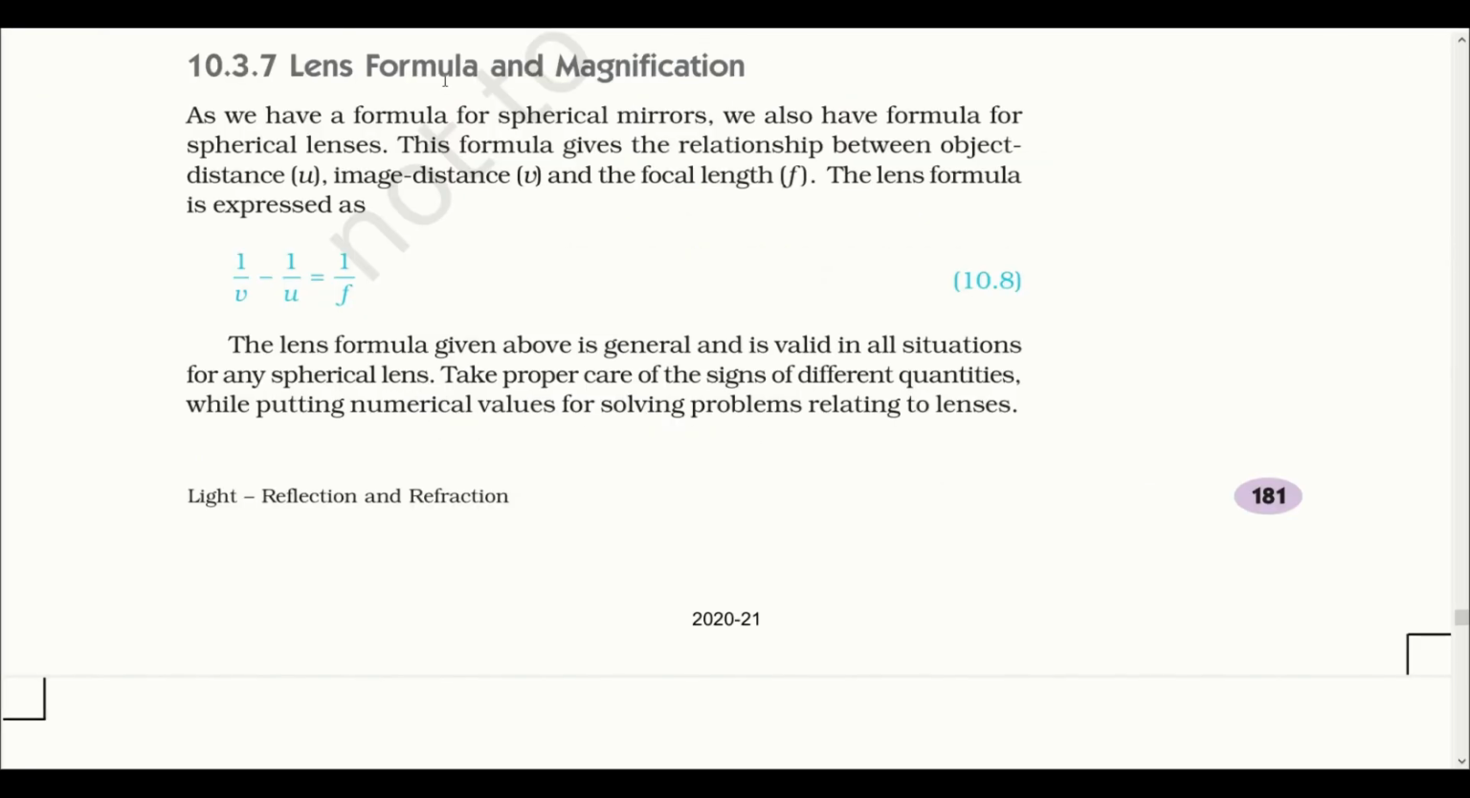Lens formula and magnification. We had a formula for spherical mirror. The same can be said for spherical lenses. This formula gives the relation between object distance, image distance and focal length. Here there is a subtraction sign instead of a positive sign. 1 upon v minus 1 upon u is equal to 1 upon f, and this is considered the lens formula for all situations for any spherical lens.